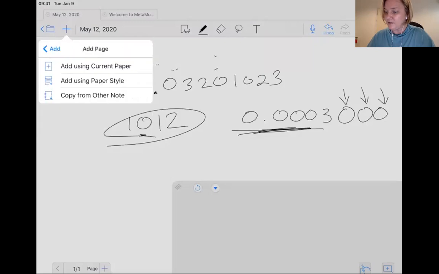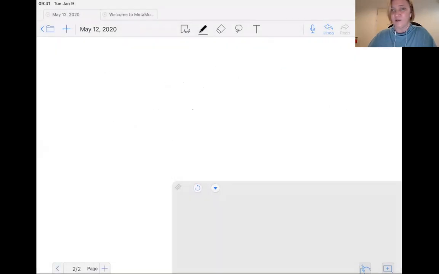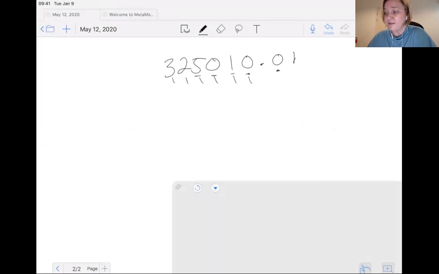I'll just add a new page. Okay, let's go with 3, 2, 5, 0, 1, 0. If I have this number, how many significant figures are there? So you look at the zeros. This 0 is in between 2 non-zero numbers, so it counts. This one also counts because it's to the left of a decimal. This one also counts because it's to the right of a decimal. So there's 1, 2, 3, 4, 5, 6, 7, 8. Those are 8 significant figures in that number.